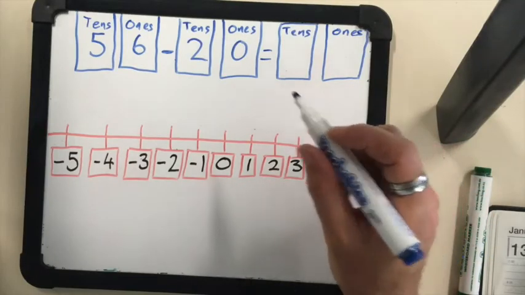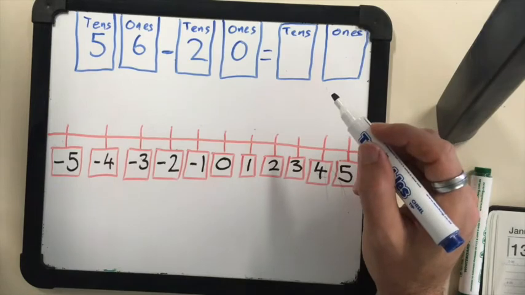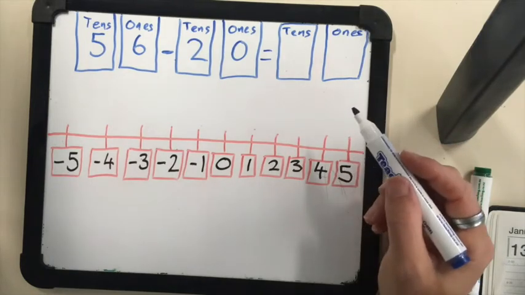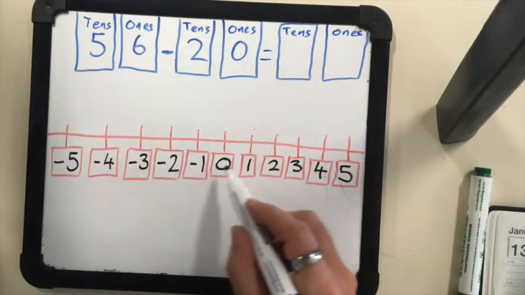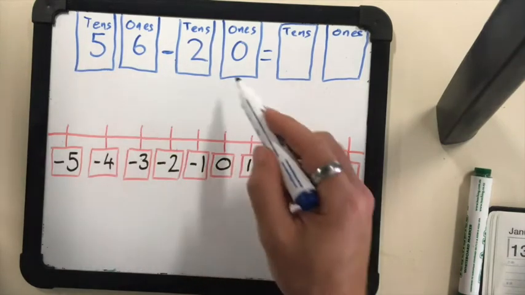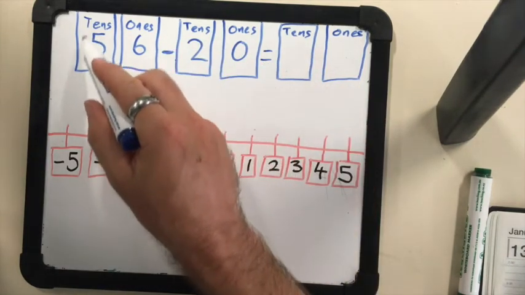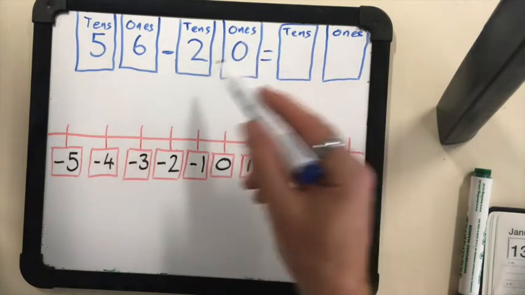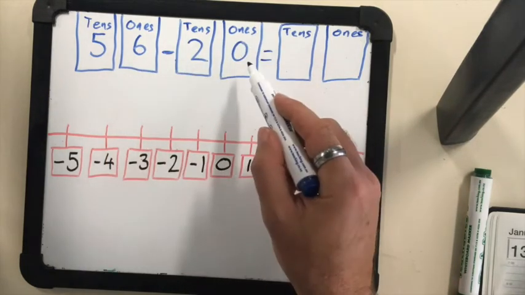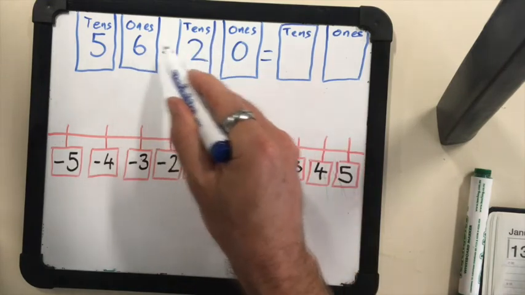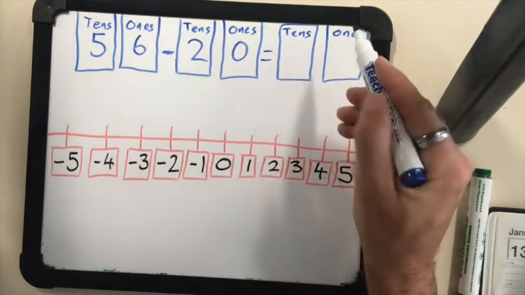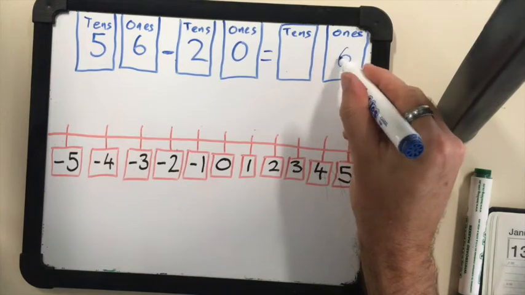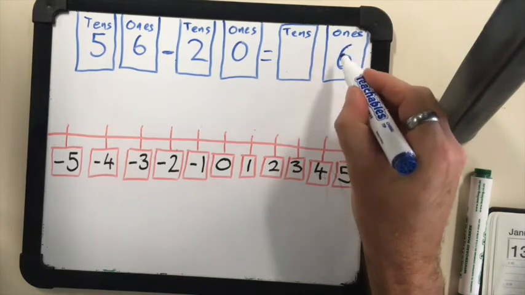Just before we go, I want to alert you to a mistake that's commonly made by many beginners when you're crossing into this negative number zone. Here's an example of something you're quite used to, where you've got maybe 5 10s and 6 1s, take away 2 10s and 0 1s. Otherwise, 56 take away 20. Now we know that we don't need to take anything away from the 1s, so I can keep the 1s the same and just write that number 6 there.